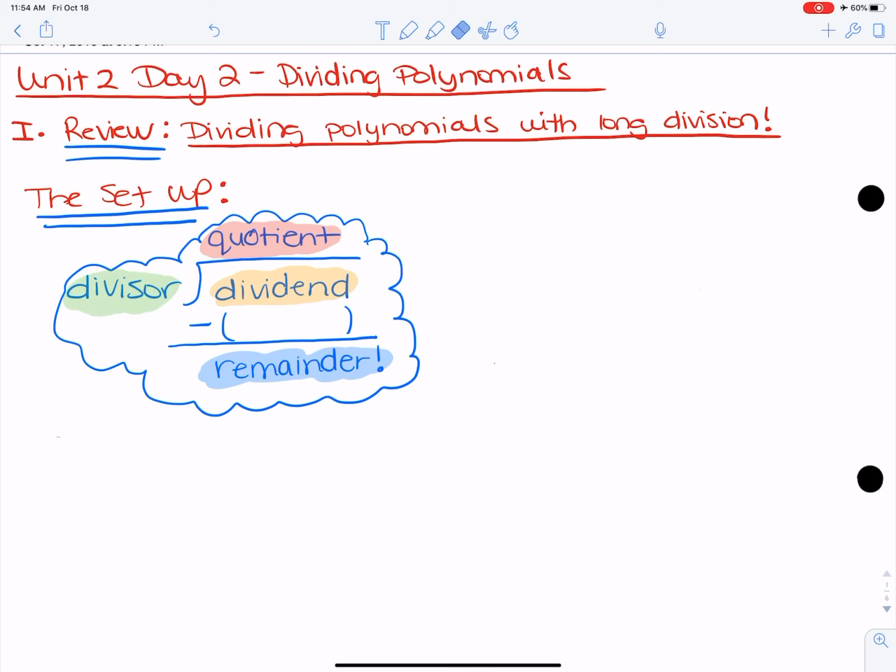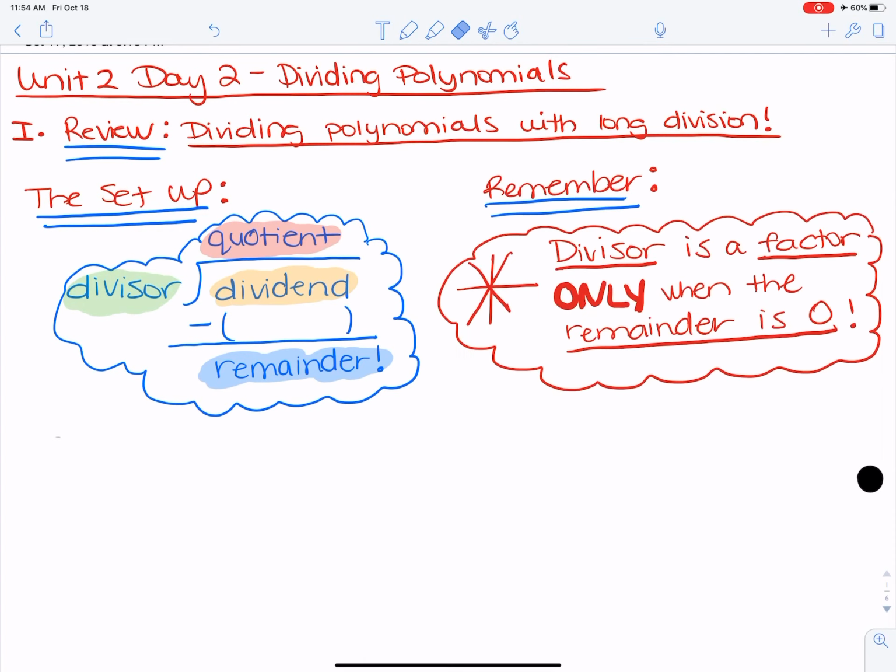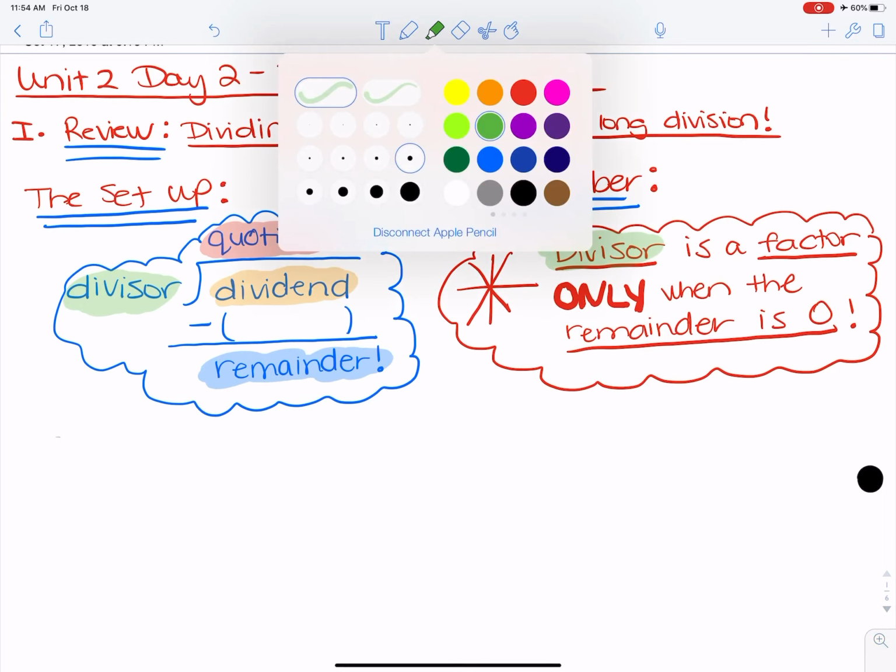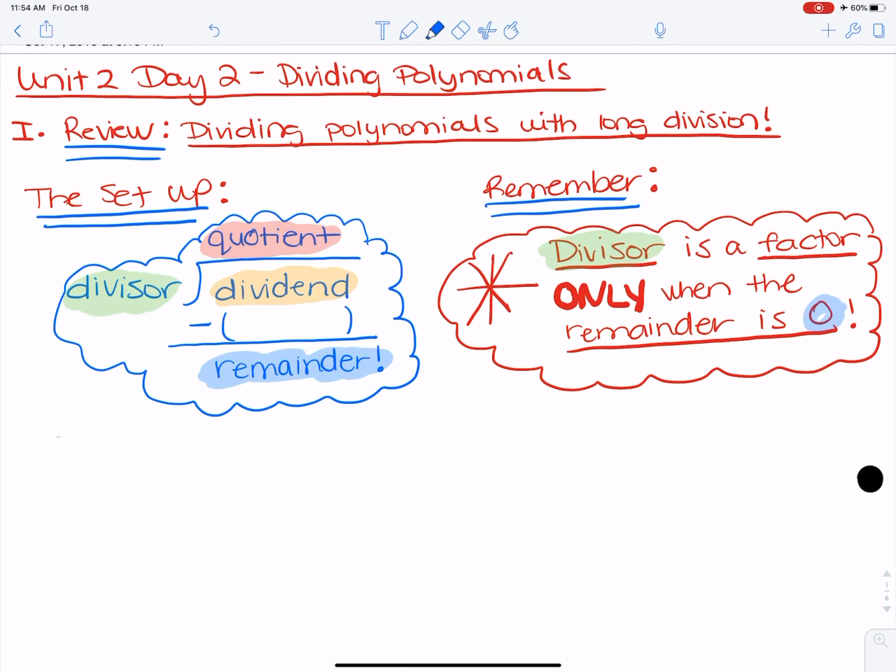And technically, when you have a remainder, if it's 0, whatever you divided by, that divisor, is a factor, as long as your remainder is 0. And so I'm going to do remainder in blue since I highlighted in blue over there.